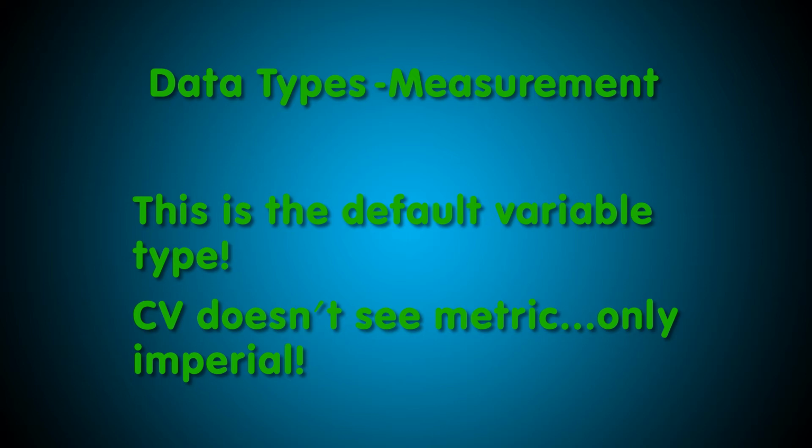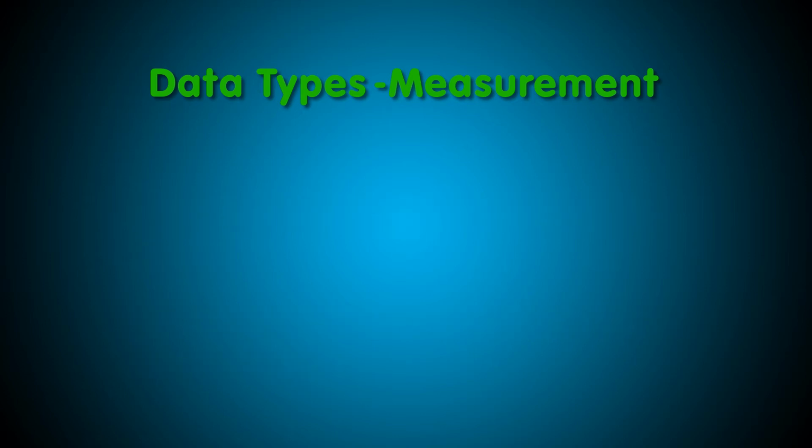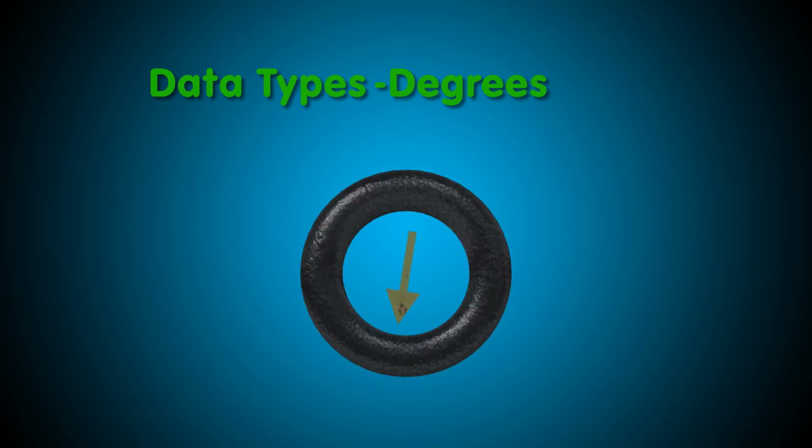But it can make the difference between why an equation is and isn't working when you get into the more intricate equations. The next data type that I listed was degrees. This data type lets Cabinet Vision know that the value is an angular measurement that goes from 0 degrees to 359 degrees. Now, why from 0 to 359? Well, that's because if you crest over to 360, you're right back where you started.